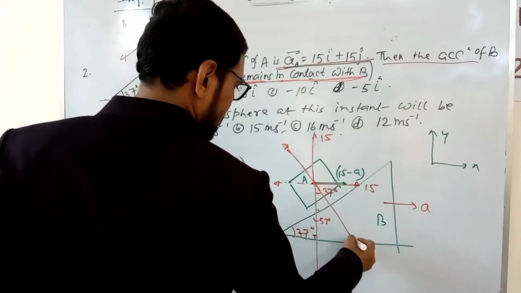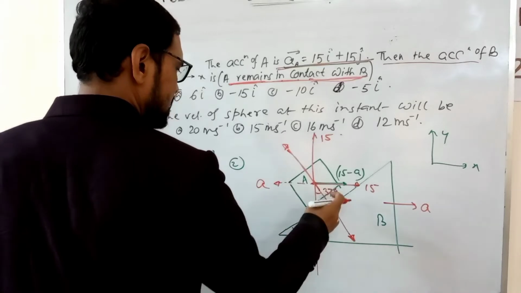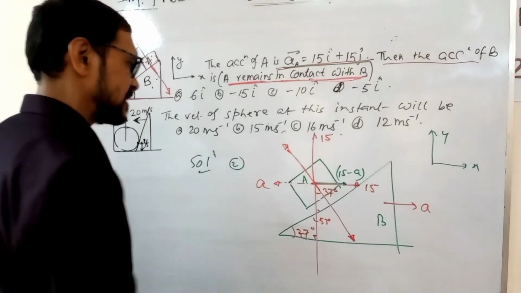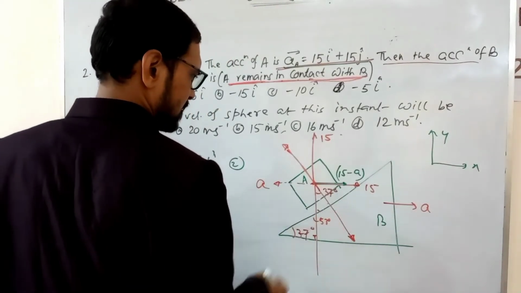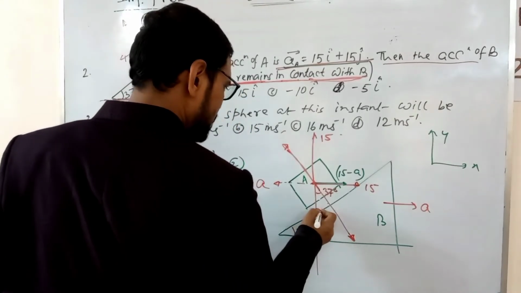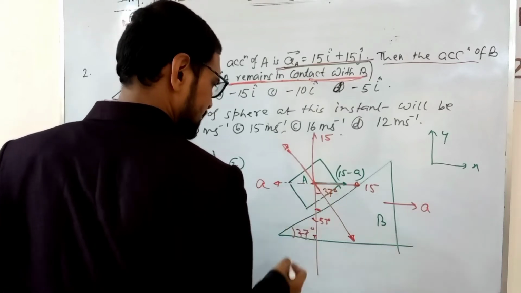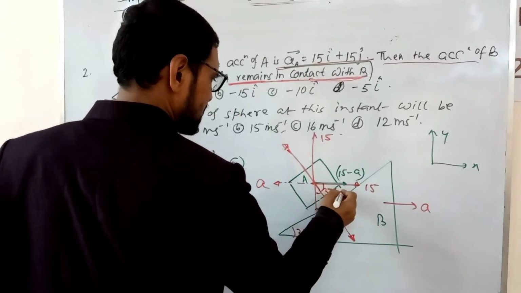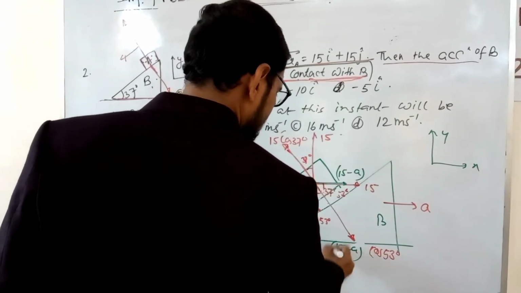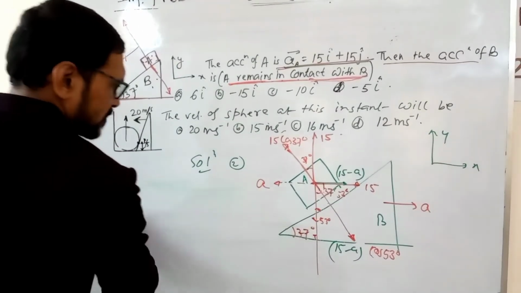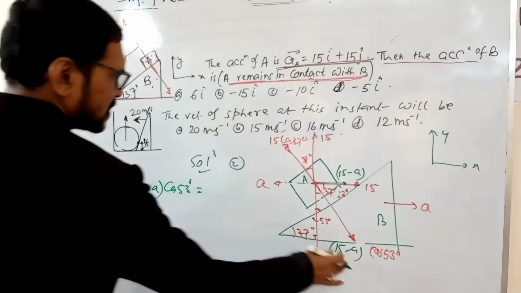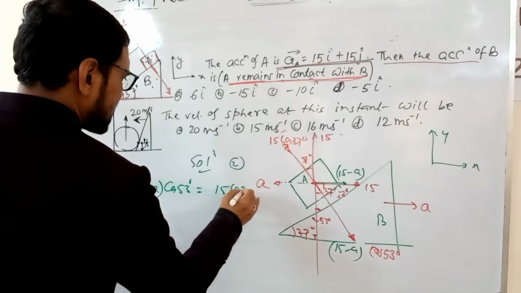Now this is 37 and this is again 53. This is 53. This is 53, 90, 37, 37. This is 53. So (15 minus a) cos 53 equals 15 cos 37.